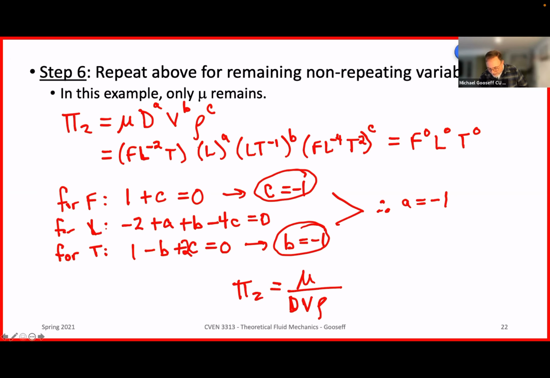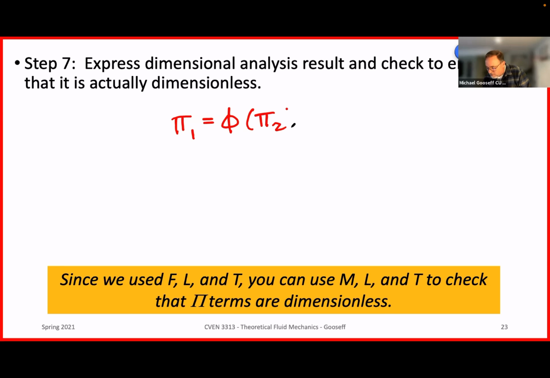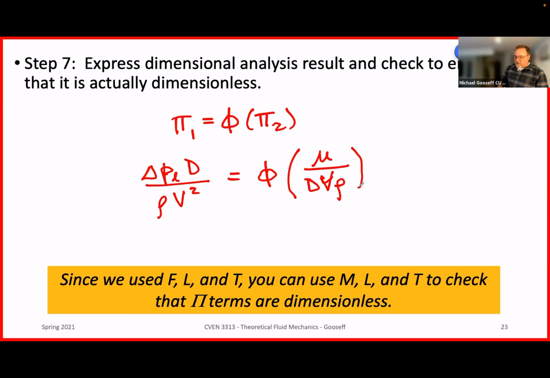Okay, so the last thing, let's just put these together. We said pi 1 is equal to phi of pi 2. What this looks like then is delta P sub L times D, our pi 1 term, divided by rho times V squared, is equal to phi, some function of this dimensionless number, mu over D V rho. Since we used F, L, and T, you could use M, L, and T to check that pi terms are dimensionless and get the same thing.